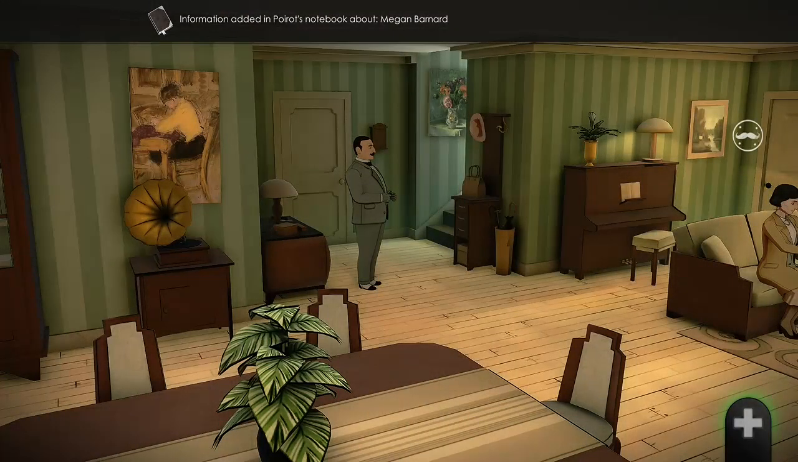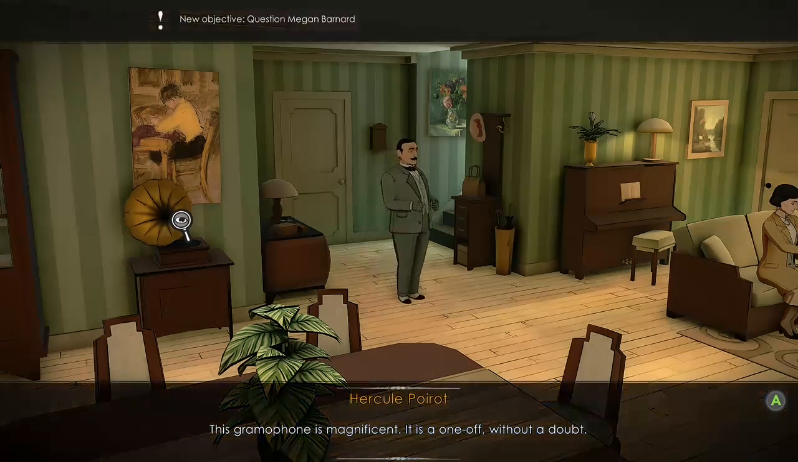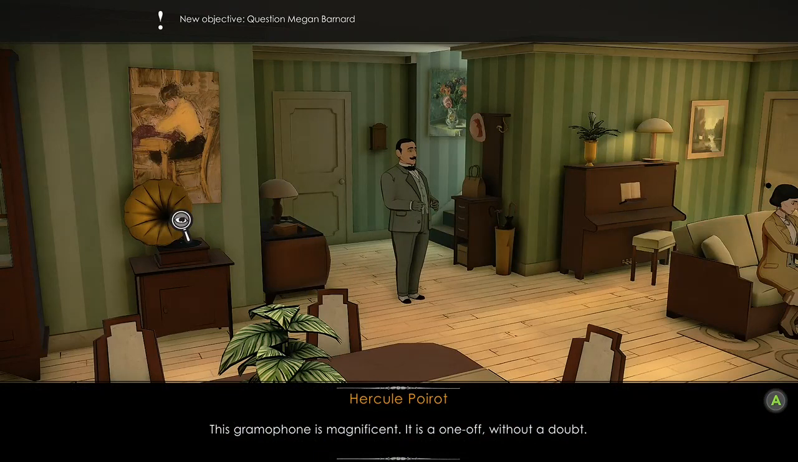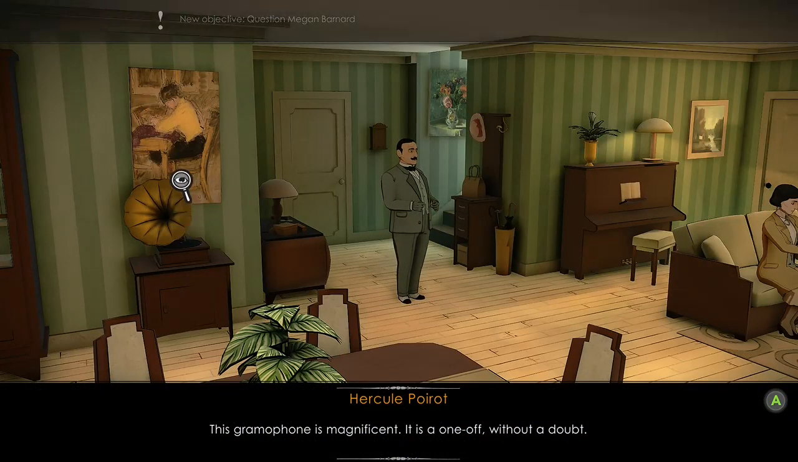We found a pair of legging tight things on the shelf the drunk guy knocked into. This gramophone is magnificent. It is a one-off, without a doubt.